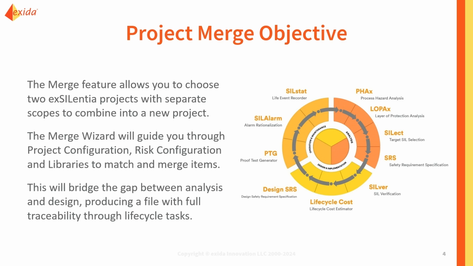And so within exSILentia, you can have your entire analysis complete and documented within the tool before you start with your SIL verification. In Silver, you would be able to document your equipment selections, you would be able to model your SIF structure and specify your testing strategy for proof testing your SIF equipment. The results from Silver will be your achieved SIL and achieved risk reduction factor.